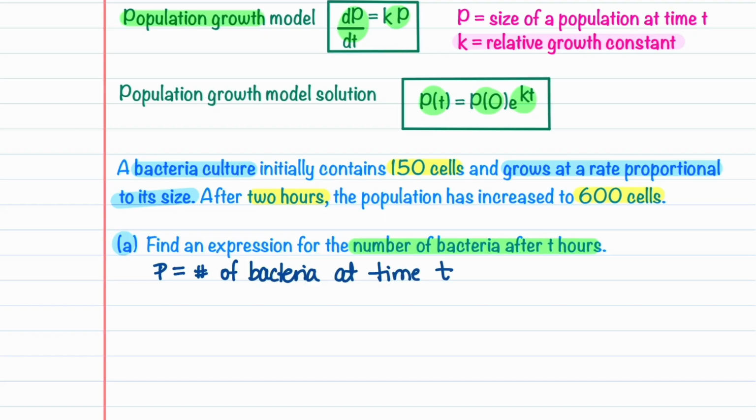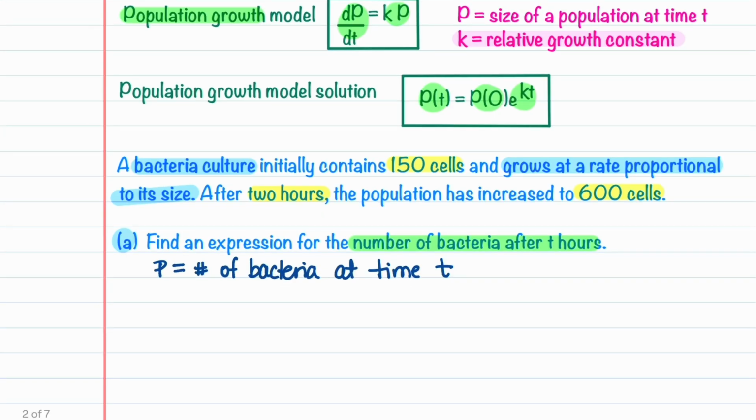In our problem, we are told that the bacteria culture initially contains 150 cells. So that means that P of 0 is going to be 150 cells. It's always good to put units with it. And then we're told after 2 hours, the population has increased to 600 cells. So that tells us that P at 2 is 600 cells.